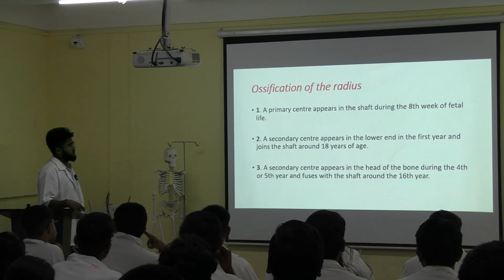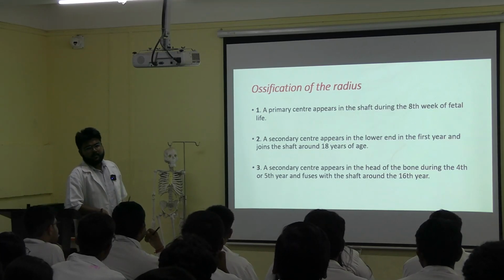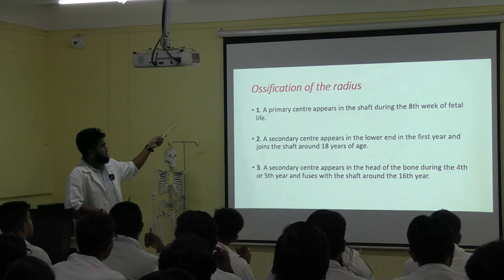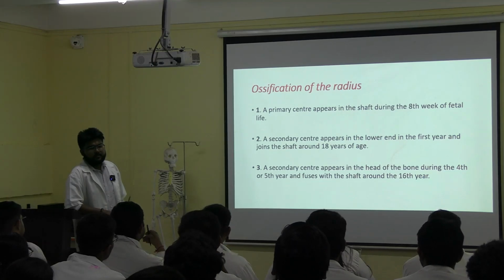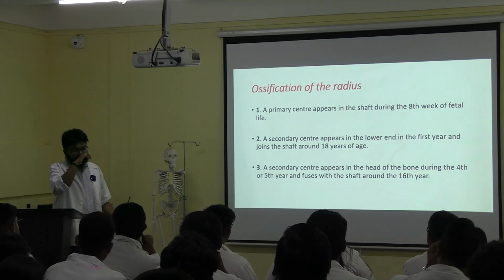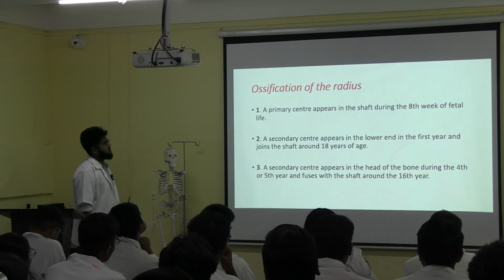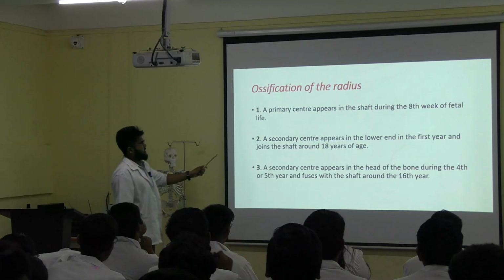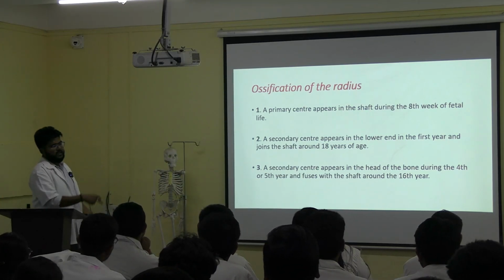Now the ossifications. Can anyone tell me? Ossification means? Yes, formation of new bone. Next, can anyone tell me the difference between the primary center and secondary center? Yes, the intrauterine life is the primary. And the secondary center? Afterward. So here you can see the primary center appears mainly in the shaft during the 8th week of fetal life. But the secondary center appears in the lower end in the first year and joins the shaft around 18 years.